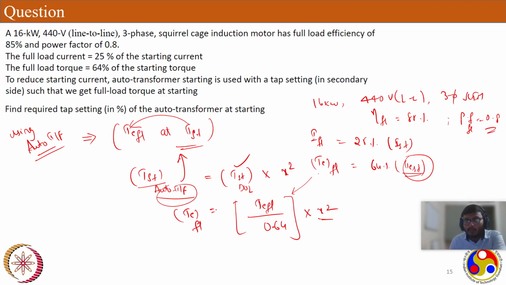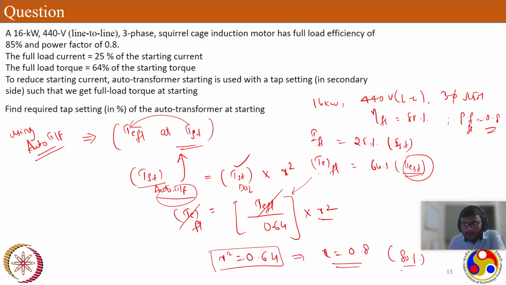Now if you see both sides, that full load torque will cancel. Now my x square is equal to 0.64, and from this I can find the setting of my auto transformer. That is, I am setting the auto transformer at 80% setting such that I am getting the full load torque at the starting itself. It's just an application of the known concept.